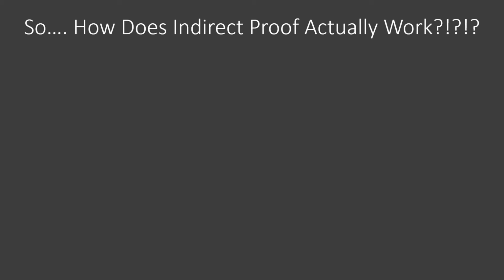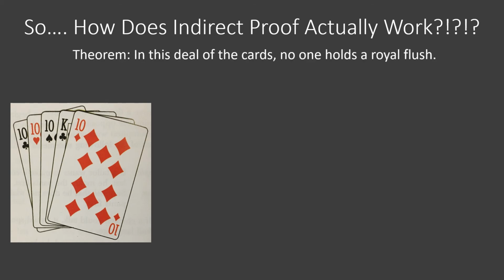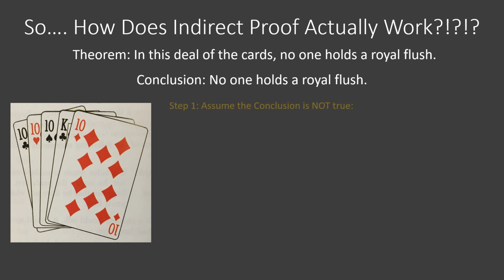So how does indirect proof actually work? Well, let's explore this with a real simple example. So pretend that you're holding this hand of cards while you're playing a game of 5-card rummy. So we can have a theorem in which we state, in this deal of the cards, no one holds a royal flush. Our conclusion would be that no one can hold a royal flush because, of course, to have a royal flush, you would have to have a 10, jack, queen, king, and ace of one suit, and that's not possible if you're holding all 4 tens.